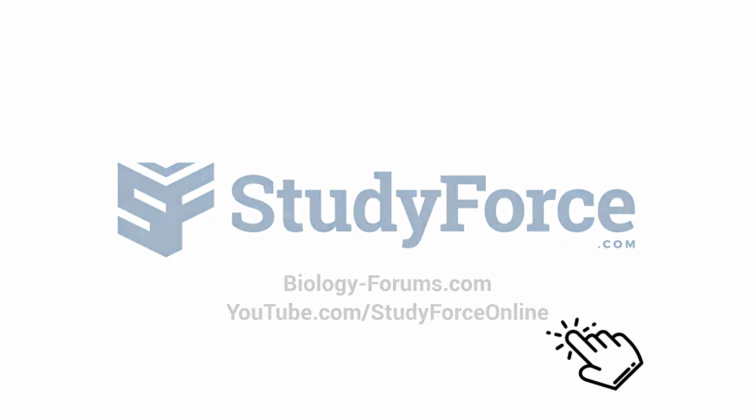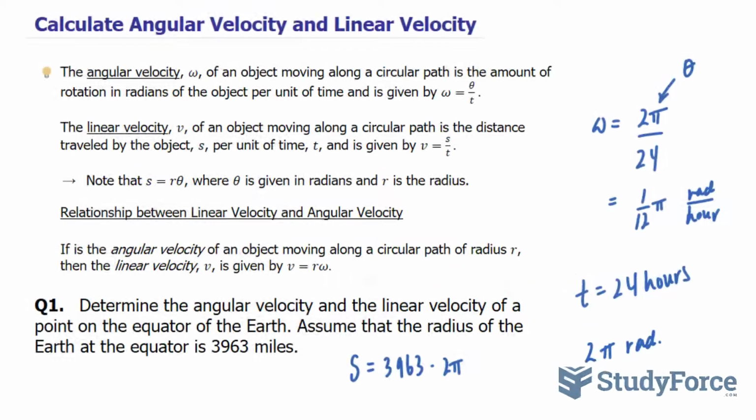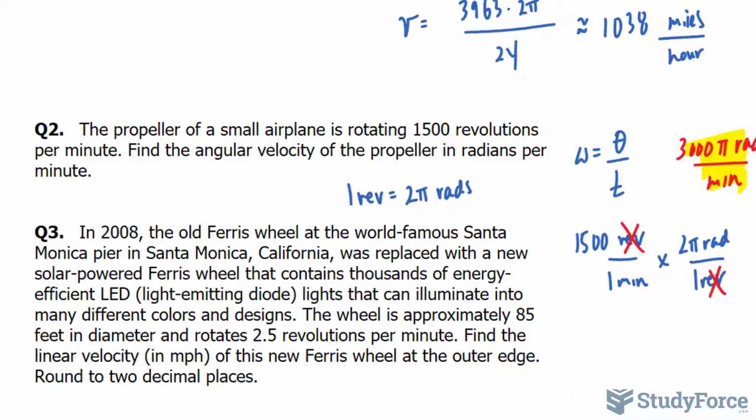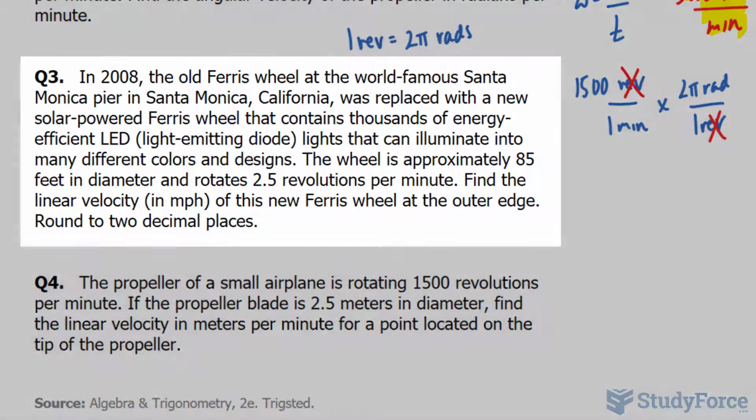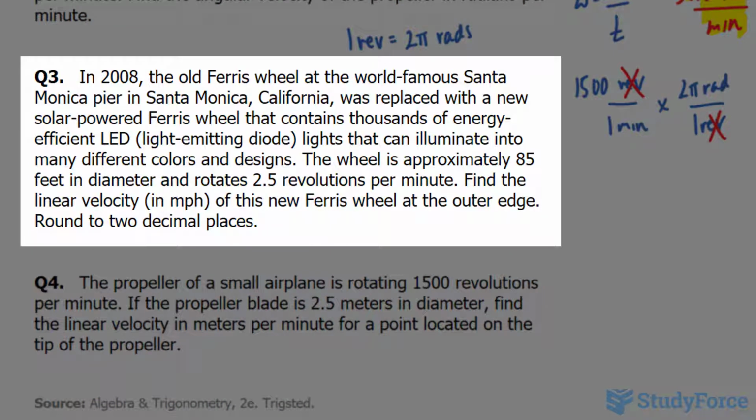Welcome back everyone to part 2 of this lesson where we learn the relationship between angular velocity and linear velocity. We ended off with question number 3 and it reads: in 2008 the old Ferris wheel at the world famous Santa Monica Pier in Santa Monica, California was replaced with a new solar powered Ferris wheel that contains thousands of energy efficient LED light emitting diode lights that can illuminate into many different colors and designs.